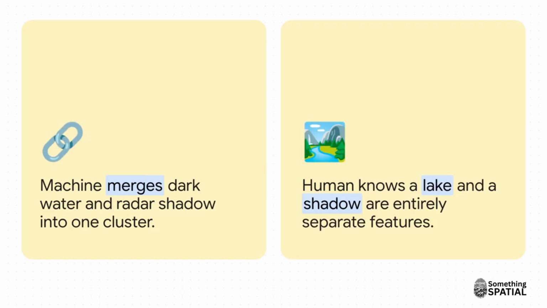And then, of course, you've got the exact opposite problem, merging. This is when two completely different physical things happen to look identical spectrally. The algorithm might look at deep, dark lake water and then the dark radar shadow cast by a mountain. And it goes, yep, these are exactly the same thing, and merges them into a single cluster. As a human, you obviously know a lake and a mountain shadow are two entirely separate features, but the machine has confidently lumped them together, creating this massive map error that is honestly incredibly difficult to untangle.